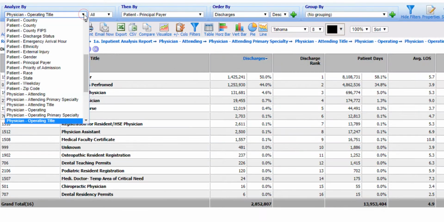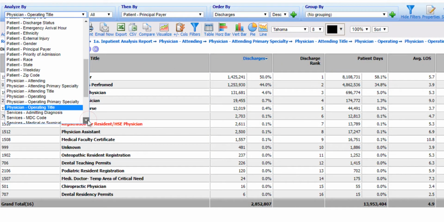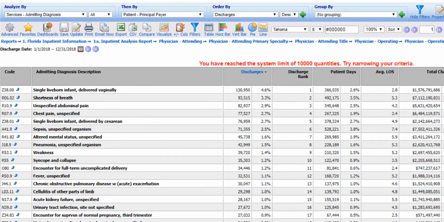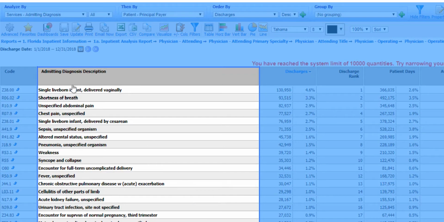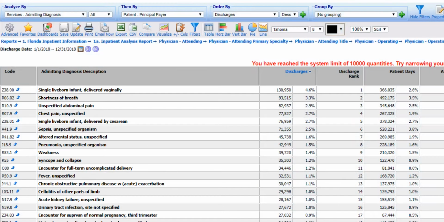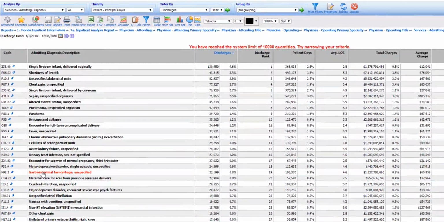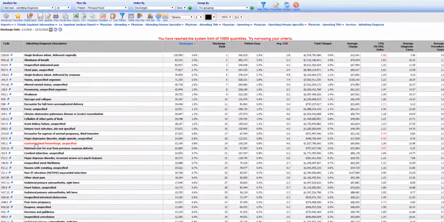The next services data element is the admitting diagnosis. This field is an ICD-10 code that describes the diagnosis provided by the admitting physician at the time of admission. This field is not to be confused with the principal diagnosis, which is different. This field defines the patient's condition upon admission.